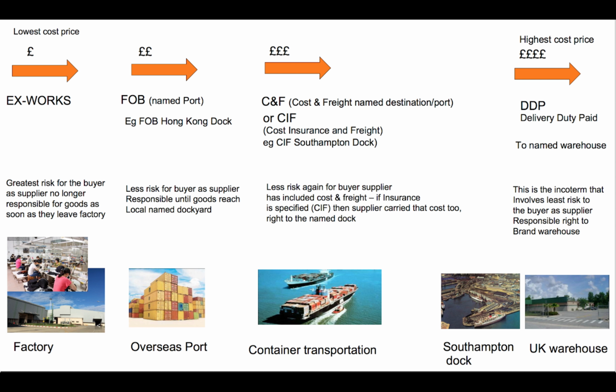The most expensive and the final one is DDP, delivery duty paid, to a named warehouse. This is the Incoterm that involves the least risk to the buyer, as the supplier is responsible right up until the named warehouse. However, this comes with a significant cost and is not often used in retail because the cost is too great.